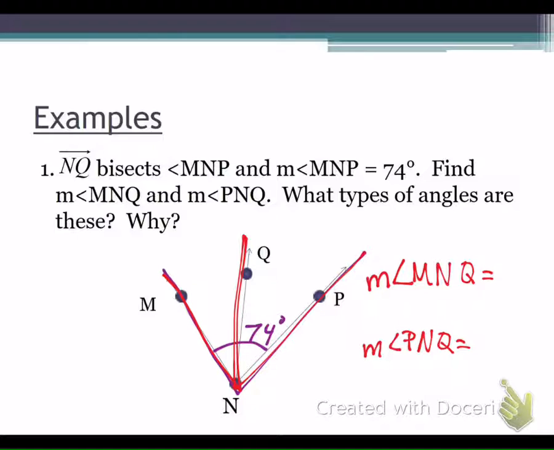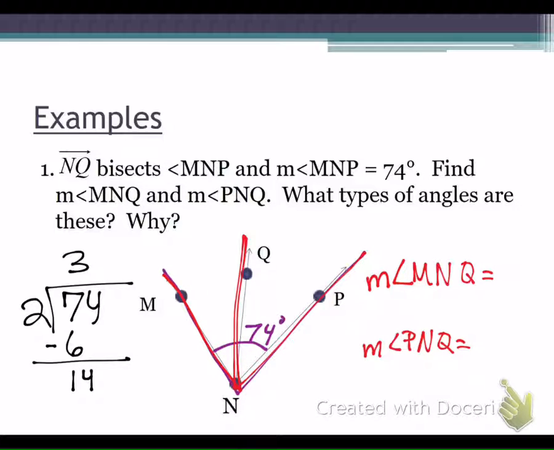If you're not sure, at least tell me what operation we would do. Divide it by what? 2. Okay, so if you can't do that in your head, that's fine. Grab a calculator or do a little old school long division. So 2 goes into 7 3 times. 3 times 2 gives me a 6. 7 minus 6 gives me a 1 and a 4. 2 goes into 14 7 times and no remainder. Okay? So each of the smaller angles created by the bisector would be 37 degrees big.